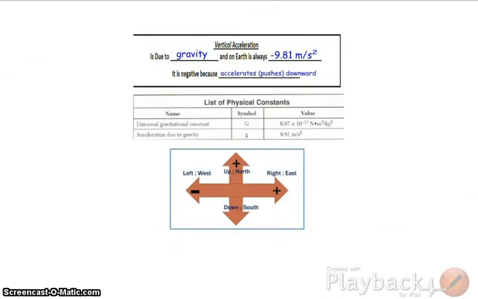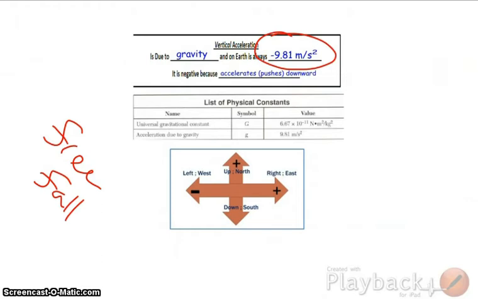Now what's different? When you're dealing with vertical motion, you're dealing with an acceleration of negative 9.81. This happens during free fall. So if something falls, or you throw something in the air, when the only force acting on it is gravity, when the only thing causing it to change its direction is gravity, then its acceleration is negative 9.81. And we say negative because it's in the downward direction.